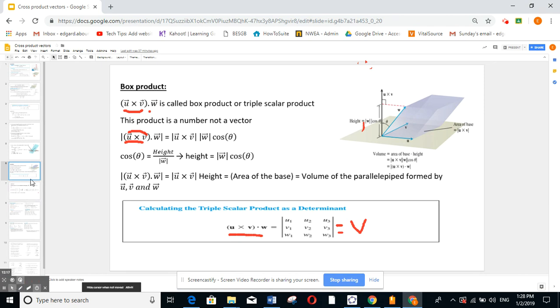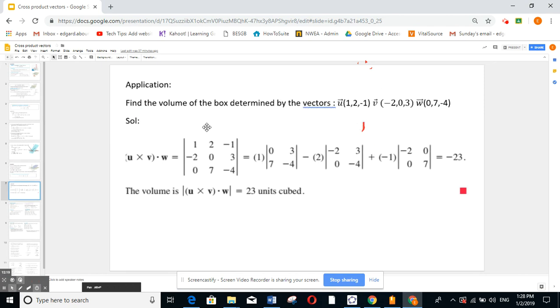So let us take an application problem here. Suppose I want to find the volume of the box determined by vectors U, V, W. You can write U cross V dot W. You can write V cross U dot W. You can write W cross U dot V. Whatever combination you want, you're going to get the same answer.